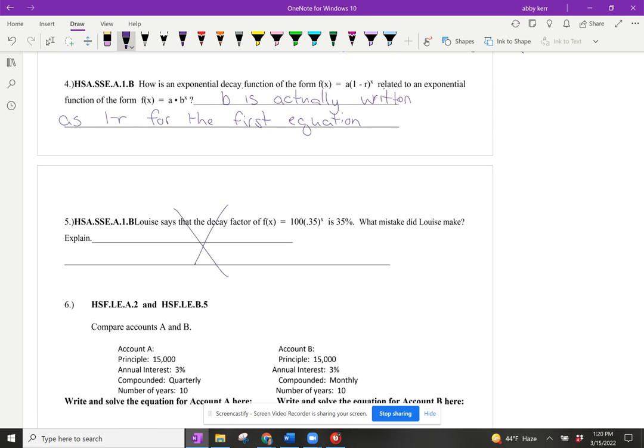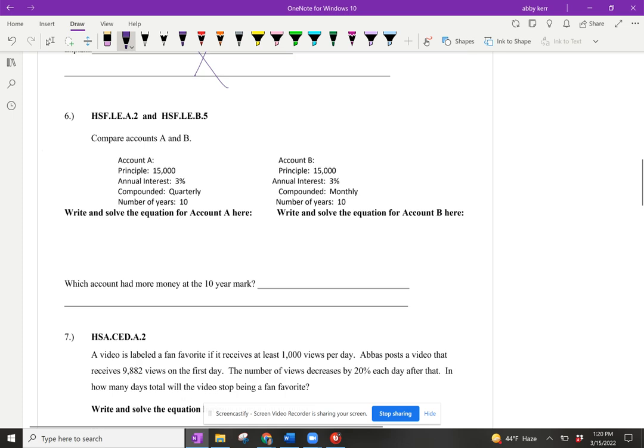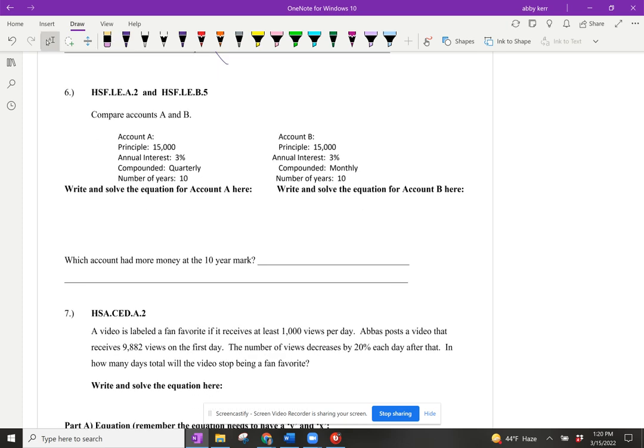For number 5, I already answered that question. For number 6, write an equation. So we are dealing with compounded. So we're going to use this template.